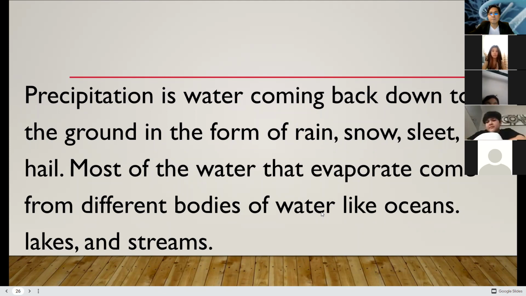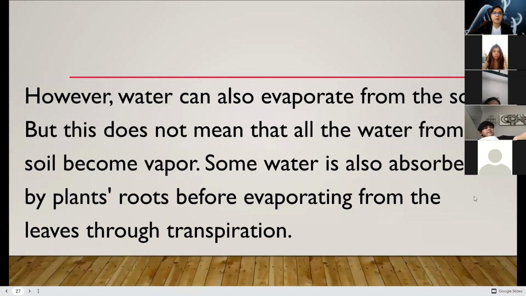Most of the water that evaporates comes from different bodies of water like oceans, lakes, and streams. Even now, in our situation, it is raining here in our area already. So raining is an act of precipitation. The water is coming back down to the ground. However, water can also evaporate from soil. But this does not mean that all water from the soil becomes vapor. Some water is also absorbed by plants' roots. Take note, before evaporating from the leaves through transpiration.